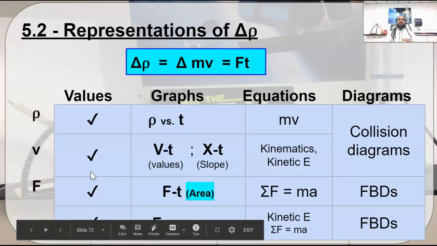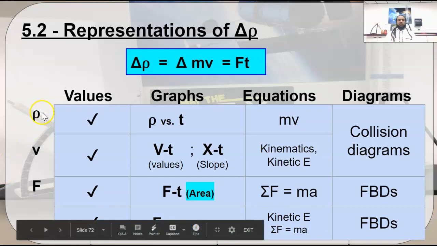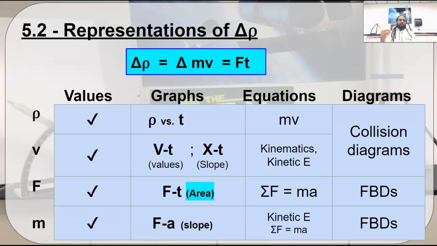5.2 is called representations of change in momentum. With so many ways to arrive at impulse or change in momentum, it's understandable that there are many different representations which we can use to figure this out. Some of the variables involved would be momentum itself, velocity, force, mass, even acceleration. All of these can be useful. We may be able to arrive at our delta p by using just values provided. There may be graphs that we can use. Let's talk about graphs for a while.